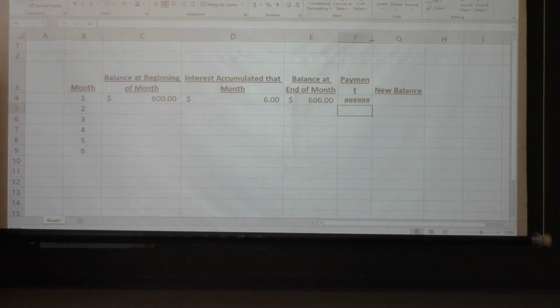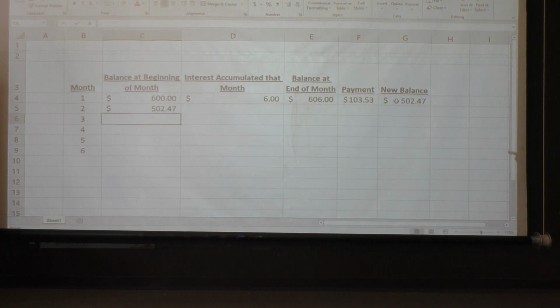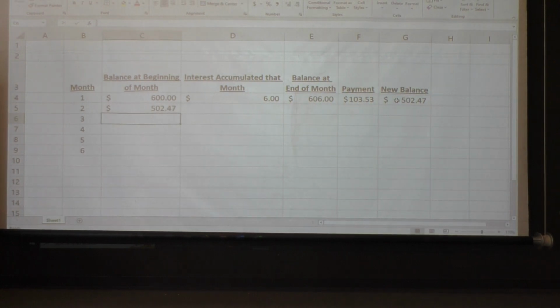I know we didn't do a whole lot of spreadsheet work in here this term. Something else I'm going to change, I think. New balance. What goes here? And how do we get that? You got to take the balance at the end of the month, take off your payment. And then, what's cool about this is, we can probably just put an equal sign down there and we'll pull it over. Cool?